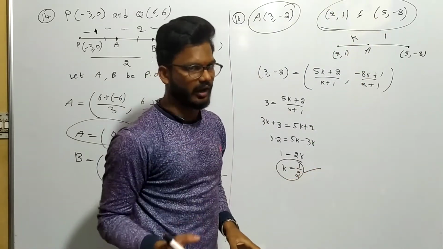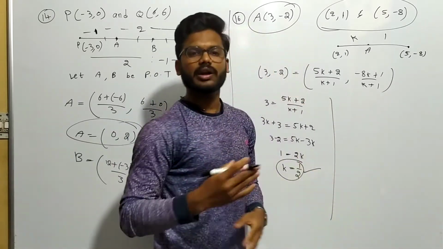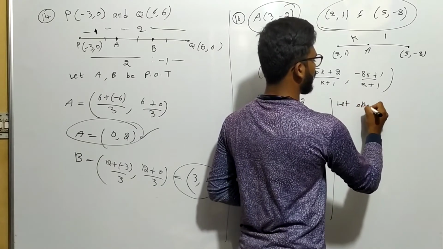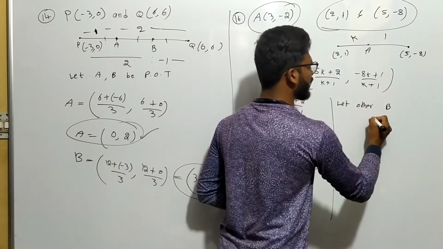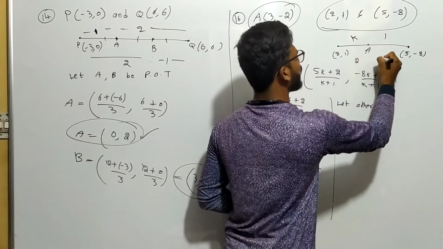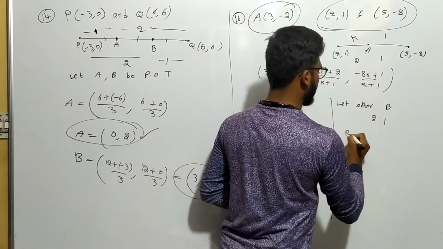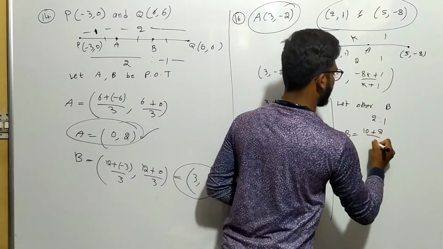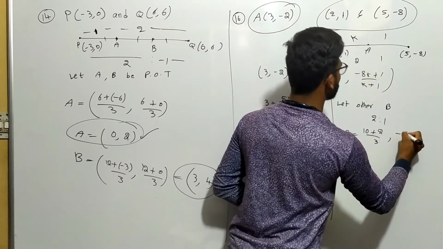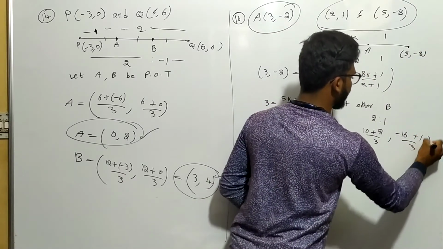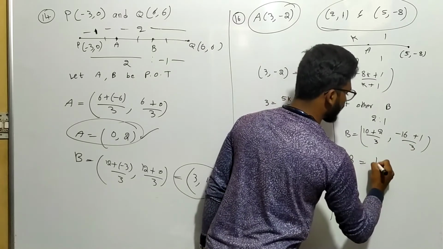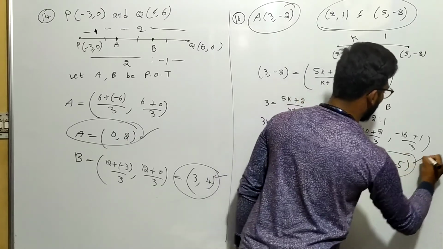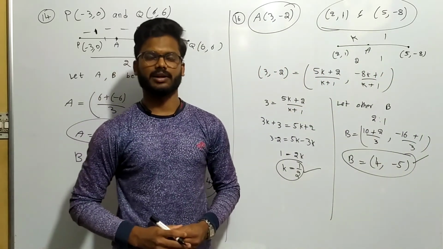So this is a point of trisection. And what are the coordinates of the other point of trisection? Let the other point of trisection divide in the ratio 2:1, right? So if you take 2:1 for the next point, you will get B equal to (2 into 5, 10, plus 1 into 2, 2, by 3), comma, (2 into -8, -16, plus 1, by 3). You will get 12 by 3 it is 4, -15 by 3 it is -5. This is the other point of trisection.